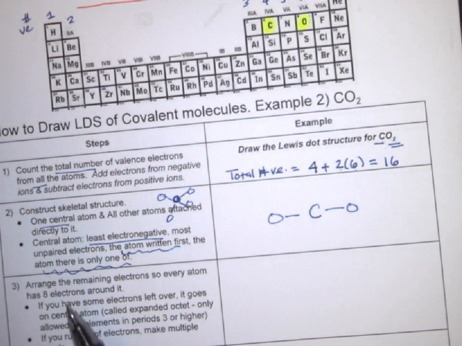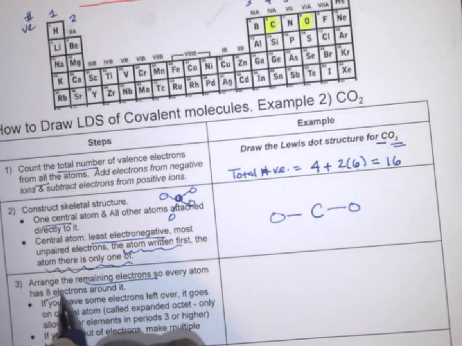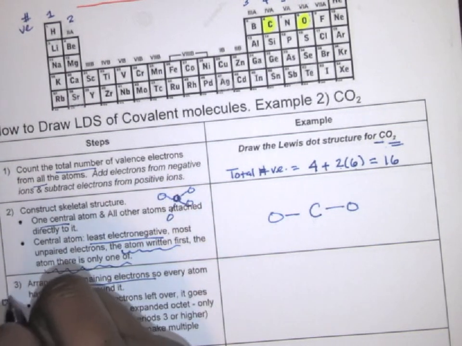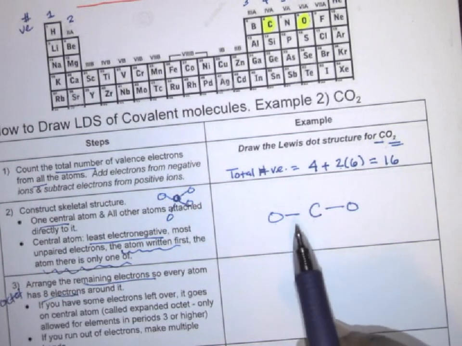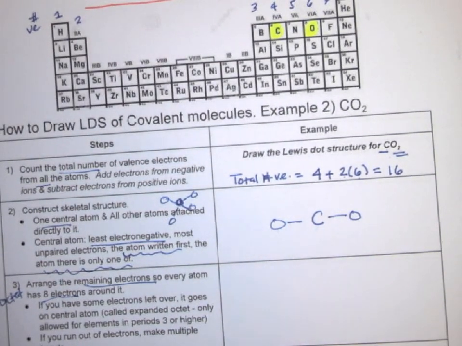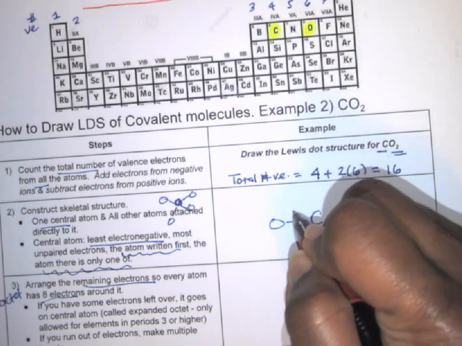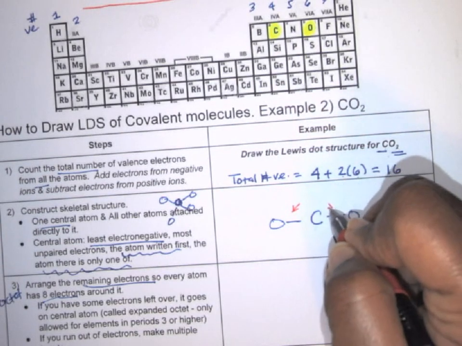The next step says to arrange the remaining electrons, so every atom has 8 electrons, also known as an octet, around it, right? So none of these atoms are hydrogen, so they all want to have an octet. So let's take a look and figure out how many valence electrons we have remaining. We used 2 bonds to make the skeletal structure. Each bond has 2 electrons.